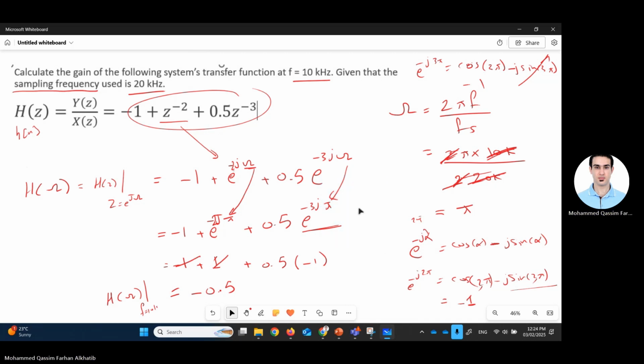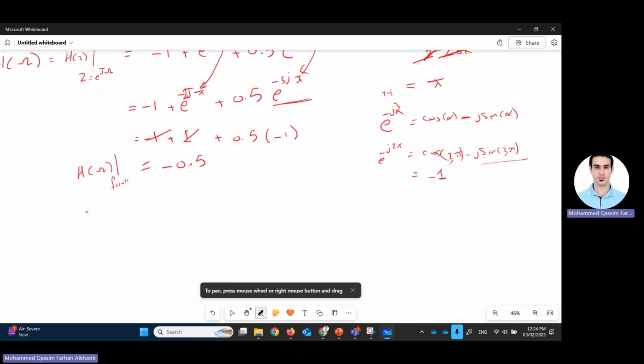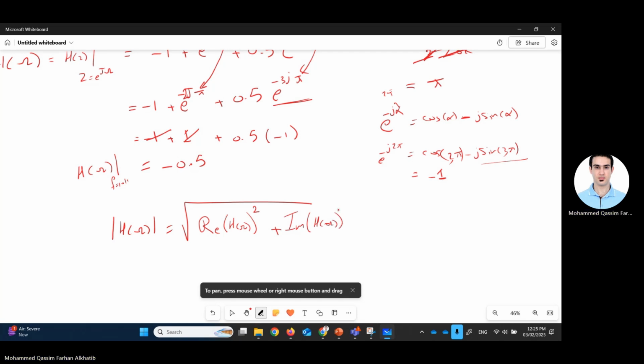Amplitude. So the amplitude of H of omega is simply the square root of the real part of H of omega squared plus the imaginary part of H of omega squared. Now the square is for the imaginary and for the real, not for H of omega.